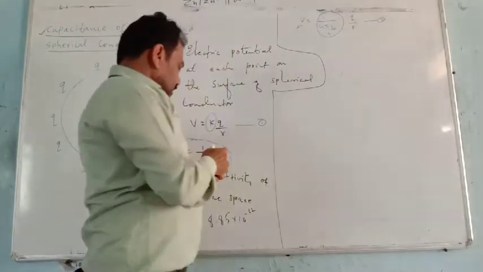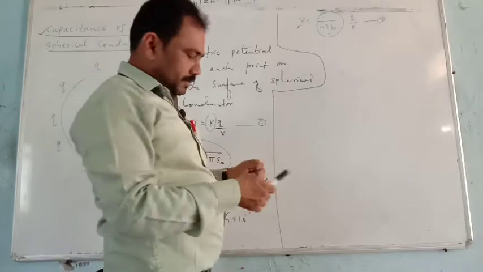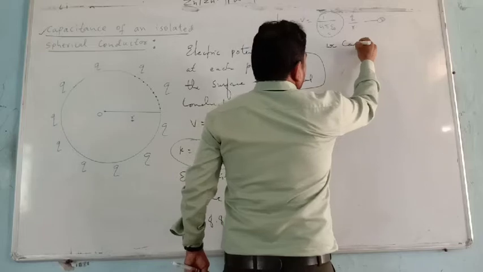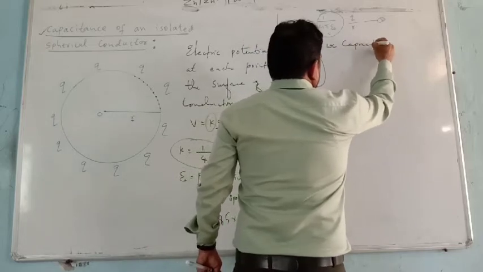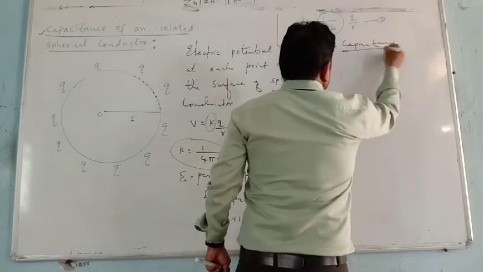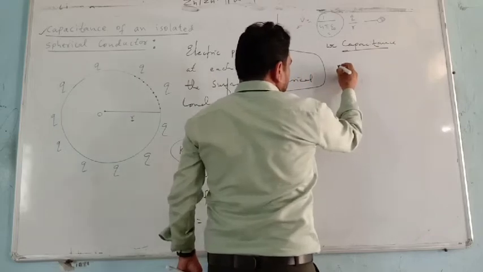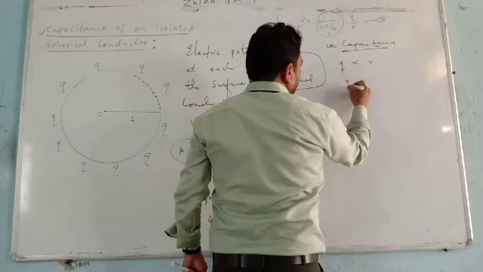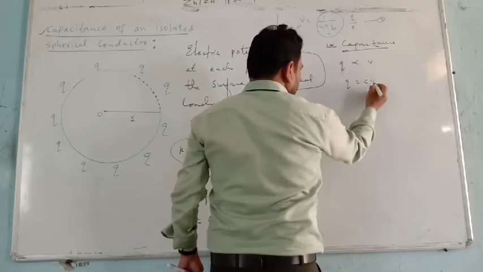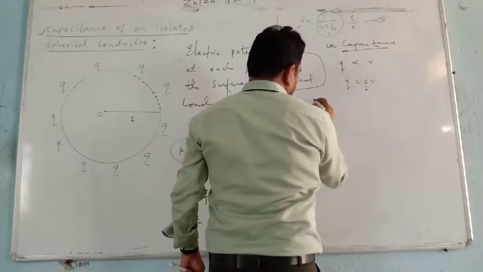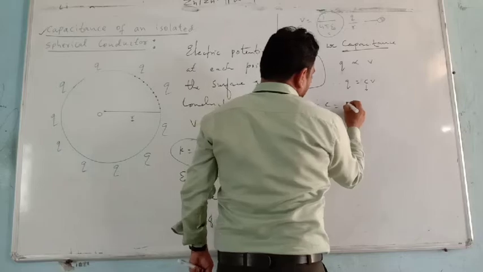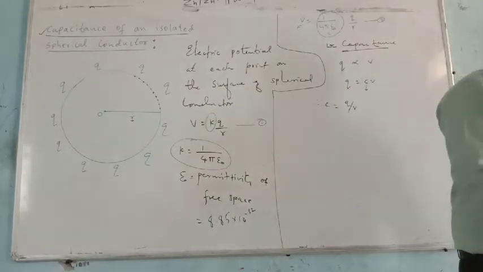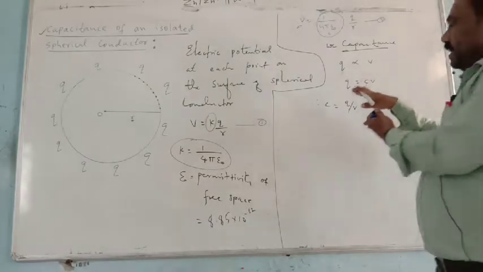Now let us discuss the capacitance, which we have seen. We know capacitance means what? The basic of capacitance is that Q is directly proportional to V, therefore we can write Q is equal to CV. So what does this C stand for? This C stands for Q by V, that is the constant of proportionality. So this is the basic of capacitance.